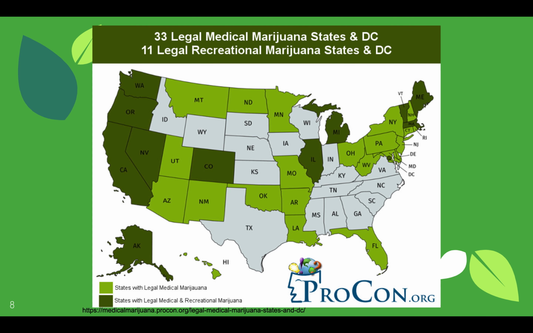This is just a map that shows which states have legal medical marijuana use and legal recreational marijuana use. The states that are in light green are states with legal medical marijuana use, and the states with the darker green are states with legal medical and recreational marijuana use. And the states that are in gray are states that have no legal marijuana use, medicinal or recreational.